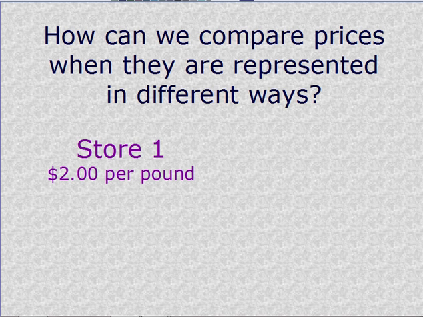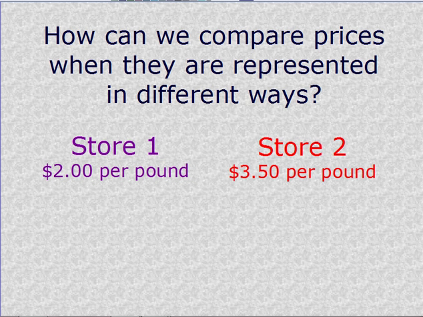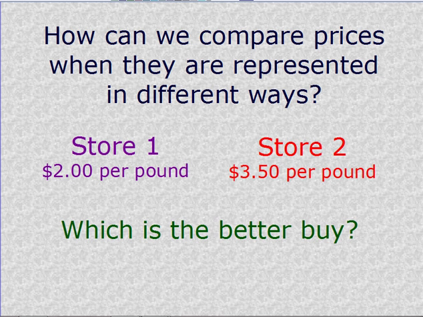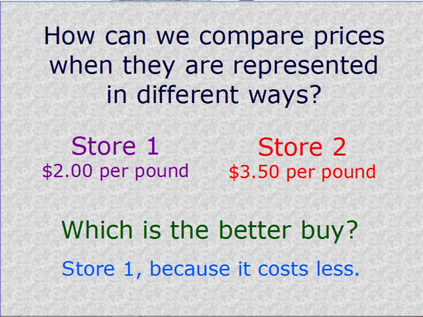We're going to have store 1 that's offering a certain product for $2 per pound. And we have store 2 that's offering that same product for $3.50 per pound. What we want to know is which one is the better buy. So better buy, think about what that means for just a second. Better buy means that I am spending less of my money to get more product. So I want to find out which one costs less. $2 per pound is less than $3.50 per pound. So in this case, store 1 is the better buy because it costs less.